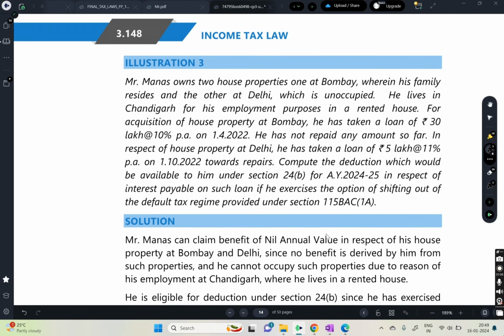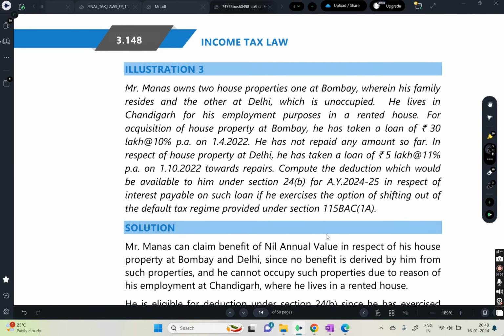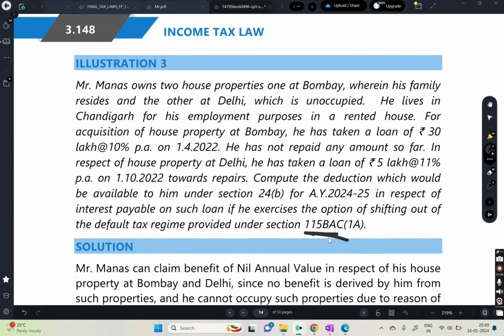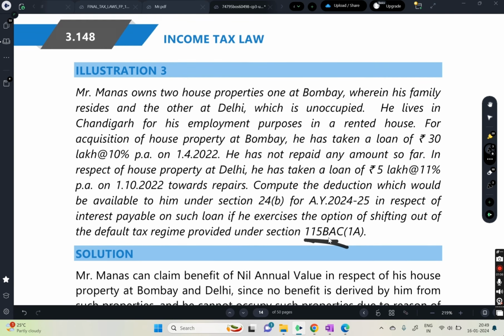Okay, it is not there. So there is something called 115BAC. This is a different provision, which is not required now. I will explain this later, because I need to check the CS book also. I will explain later.